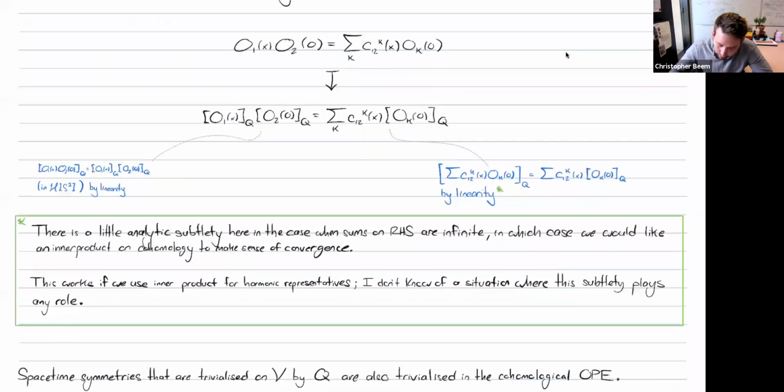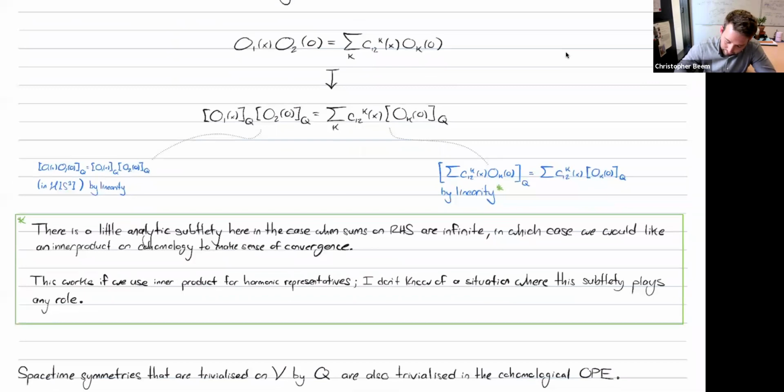You can get away with using an inner product which is induced by these harmonic representatives. So you define the inner product of two Q cohomology classes to be the inner product in the full CFT of the corresponding harmonic representatives, and then everything works. And so that's just to say that you can really make this reduction work rigorously, but like I said before, I don't know of any situation where this subtlety actually plays a role where you need to be this careful.